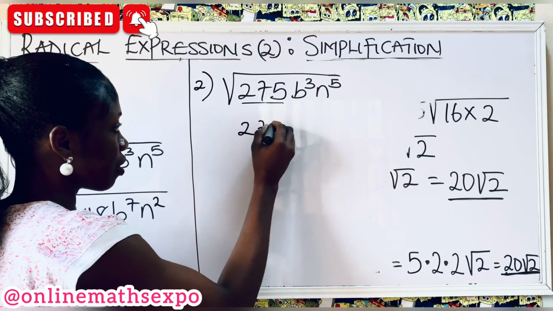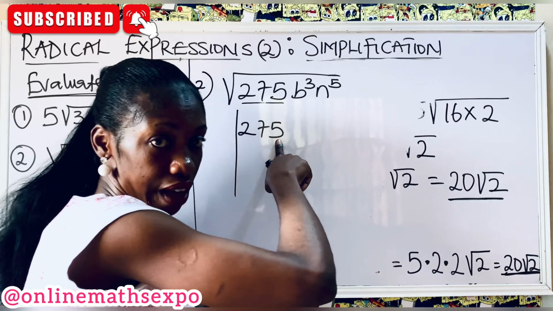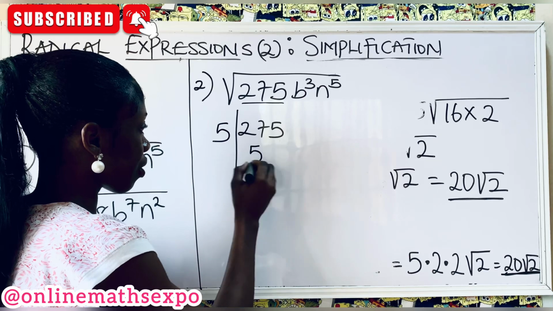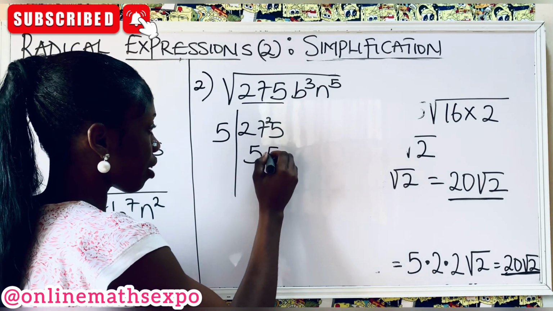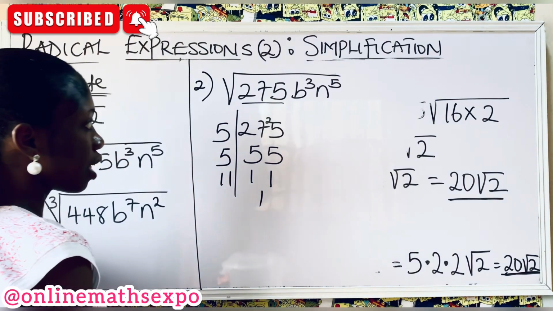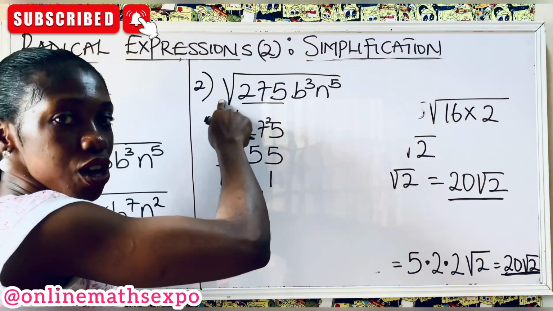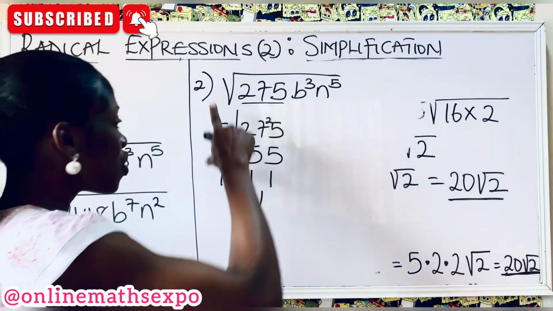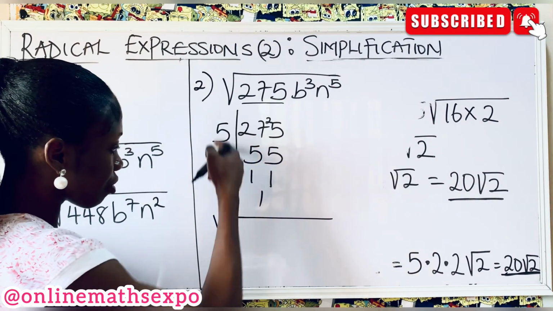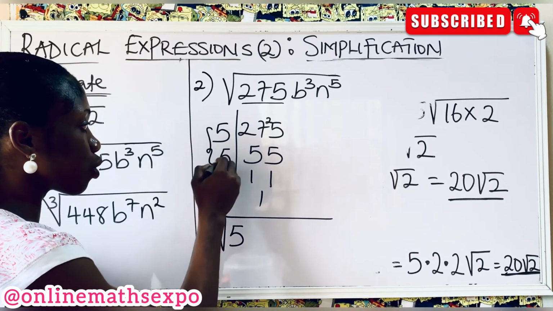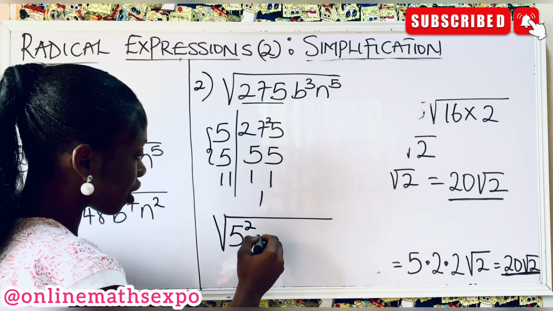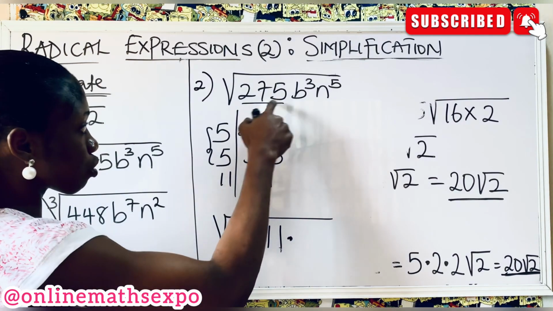So we have 275. The last digit is 5, so 5 can divide it, okay? We use 5. 5 in 27 is 5, remaining 2. 5 in 25 is 5. 5 can go again, 11. 11 can divide 1. Now, remember, it is square root. So if you square root, you pair. So we're going to pair this, raise it to the power of 2, then have 11. This will give us 275.